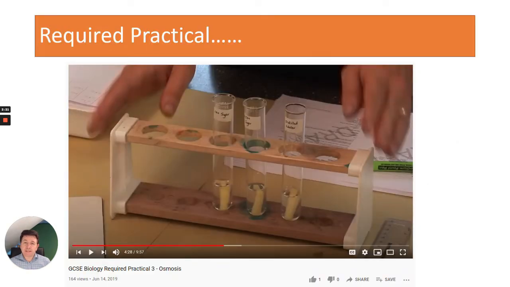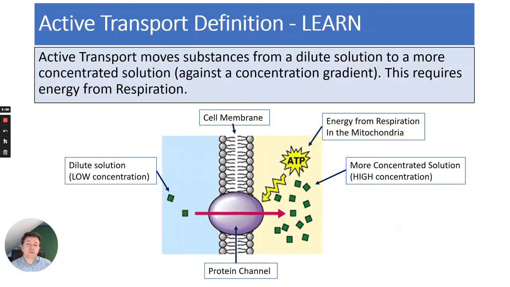There is a required practical in this section of work. So this required practical is looking at osmosis in plant tissue. I go through an example with potato chips, with potato tissue. I will put the link in the description of the video, so please do check that out. It's really important that you check out the required practicals as they are a key part of your work for your GCSE.